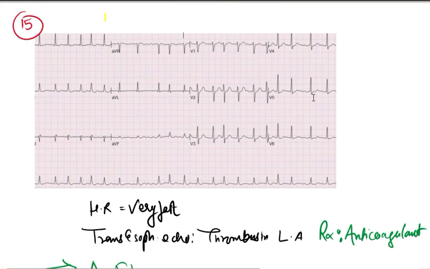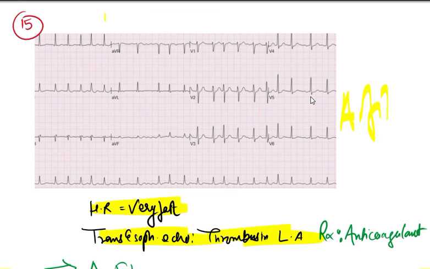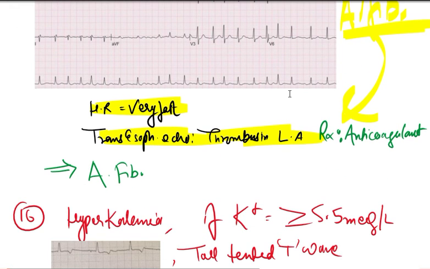Next one, we see this heart rate. This heart rate is very fast, and transesophageal echocardiography shows thrombus in the left atrium. So the condition is understood, it is atrial fibrillation. In atrial fibrillation, thrombus formation occurs. So what do we have to give? The patient should receive an anticoagulant.